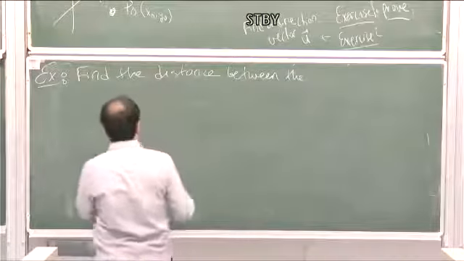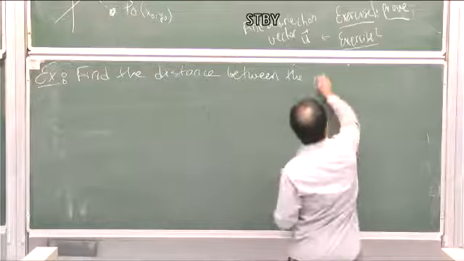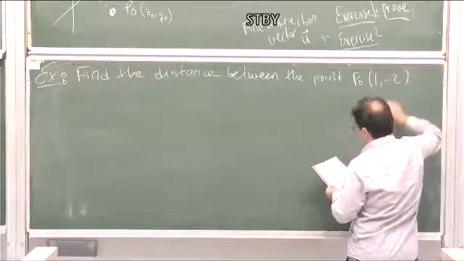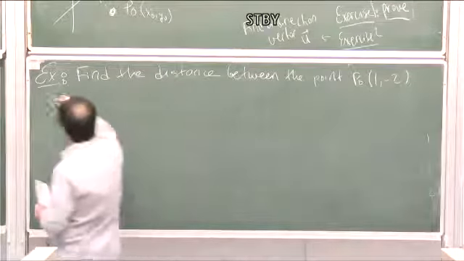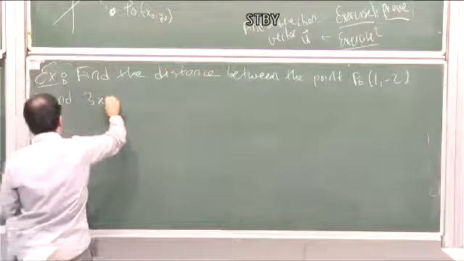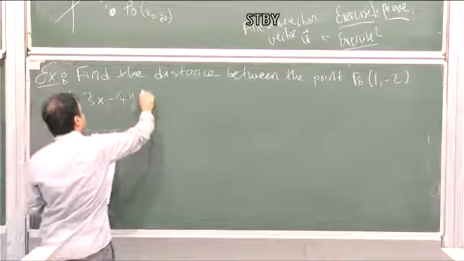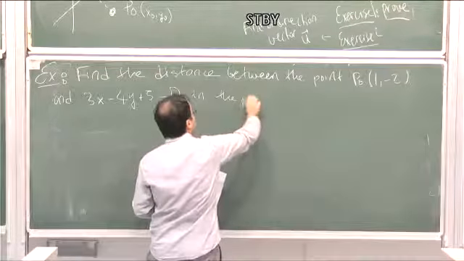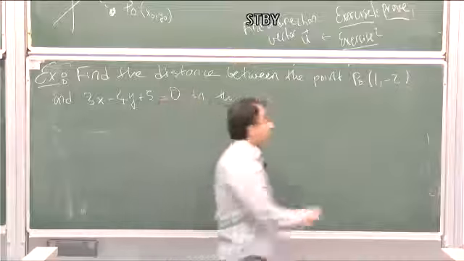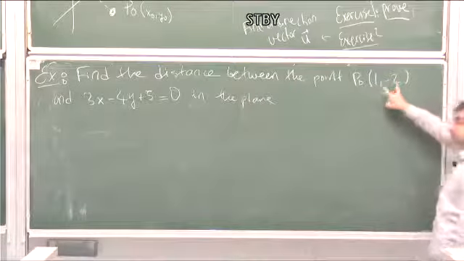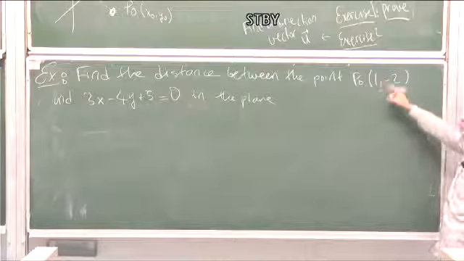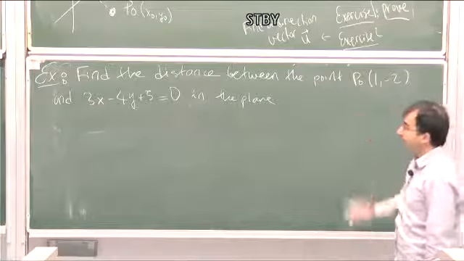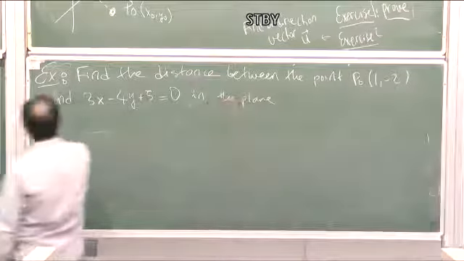For example, again, find the distance between the point P0 (1, -2) and the line 3x minus 4y plus 5 equals 0 in the plane. We understand that we are in the plane because the point P0 has 2 coordinates, right? If it had 3 coordinates, then we would understand that the question is in space. Anyways.